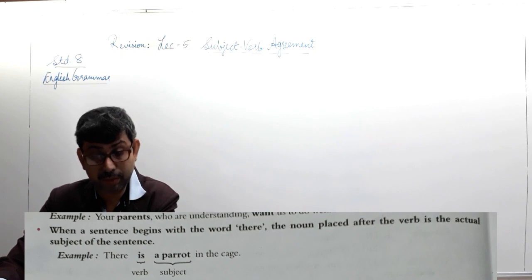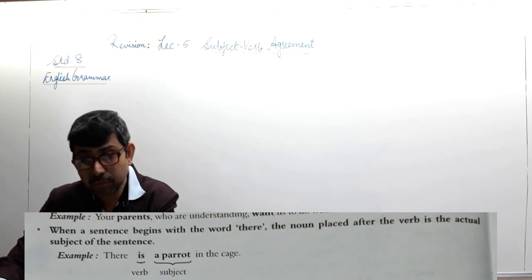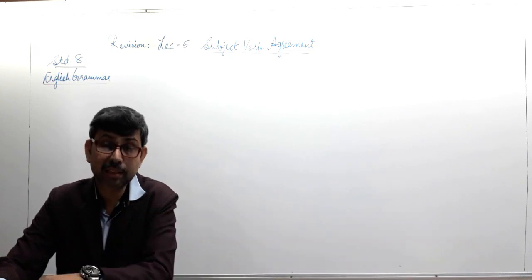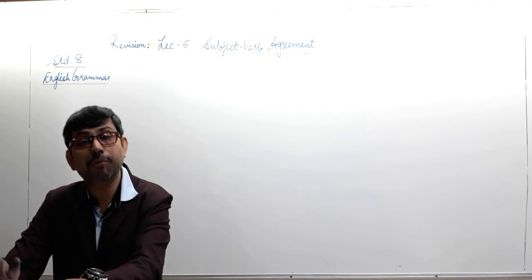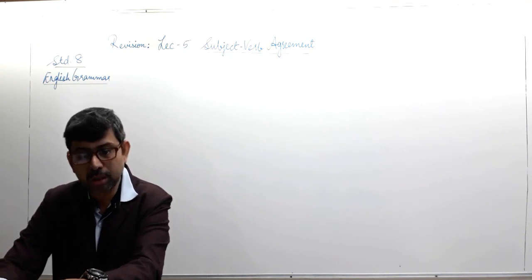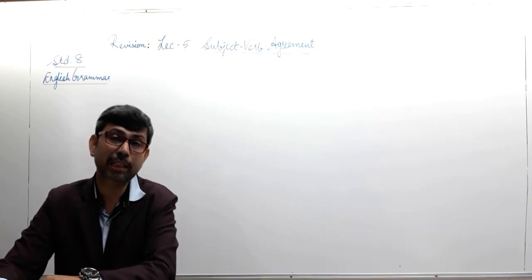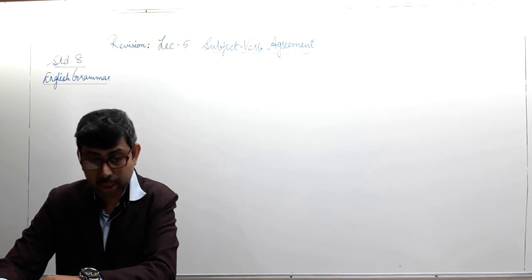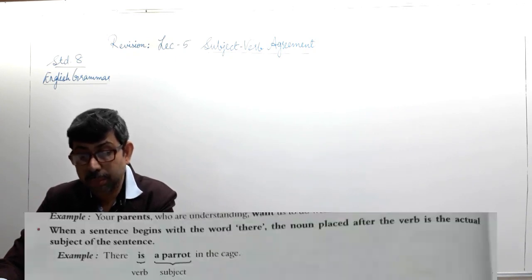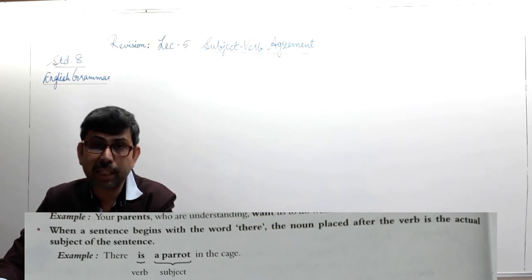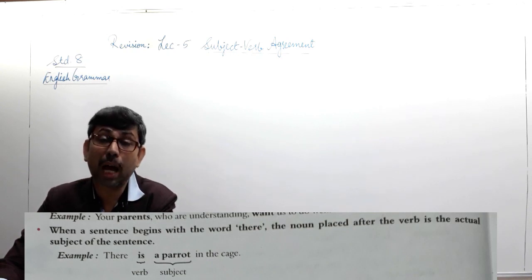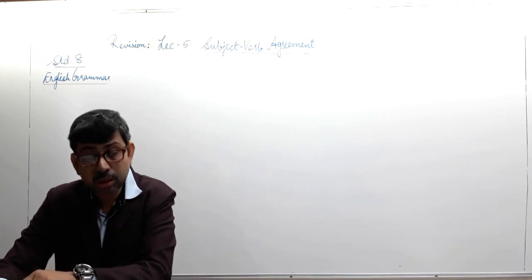So what did you observe over here? When a sentence begins with the word there, the noun placed after the verb is the actual subject in the sentence. So here the subject was after the verb and not before the verb. The actual subject in this sentence is parrot, and the word there is the preparatory or introductory subject. So we refer to this word there as an introductory or a preparatory subject. Well, the subject a parrot is singular, and therefore it takes a singular verb, which is the word is. So I hope this is useful to you.